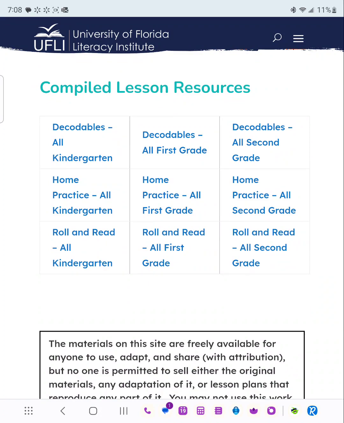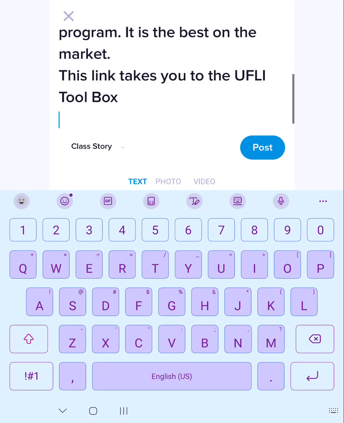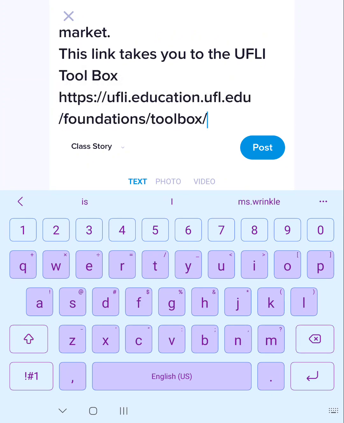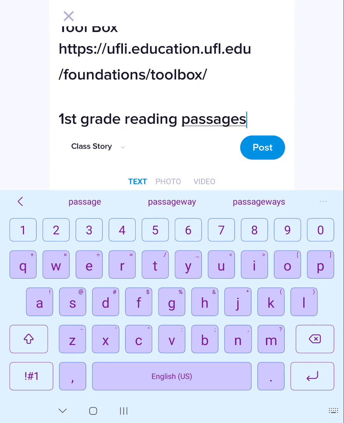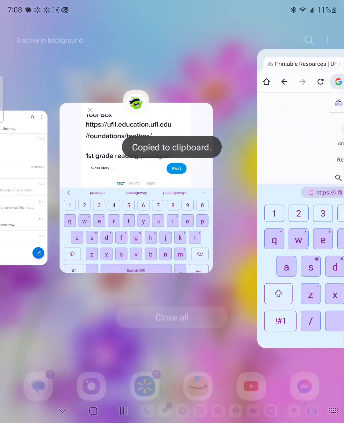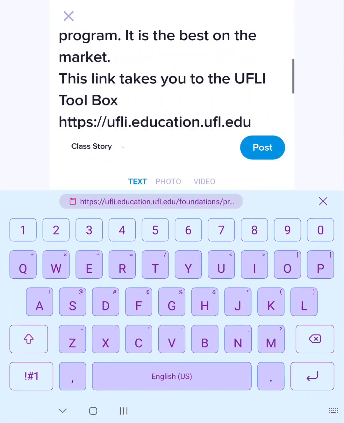Decodables for all of first grade. I'm going to go over here and put my link in before we move on. There's my link. Okay. We're going to do first grade. Passages there. Let me get back to where we're at. Home practice for all first grade. Decodables for all first grade. I want to give you that one now. Let's pop that bad boy in there.